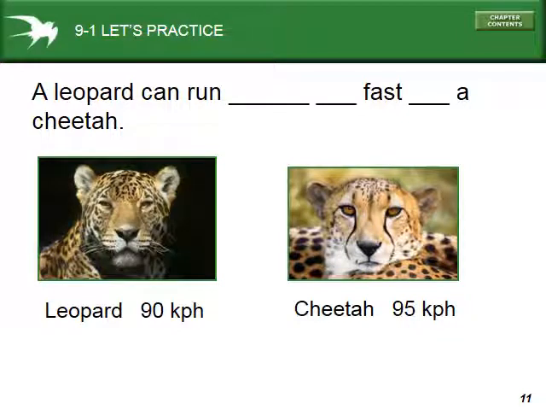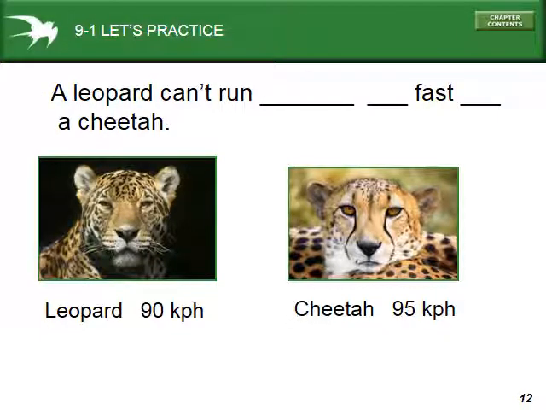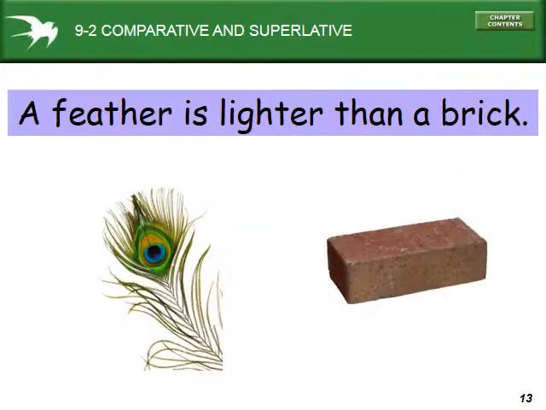We have a leopard at 90 and a cheetah at 95. So if we think about this, is this a big difference or a small difference? So we're saying a leopard can run nearly as fast as... We could also say almost as fast as. Now here we have a negative, okay? So we would say a leopard can't run quite as fast as. So we have a negative there, so we're talking about a small difference, so we use the word quite.